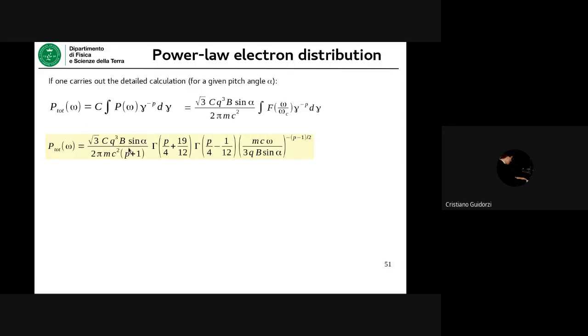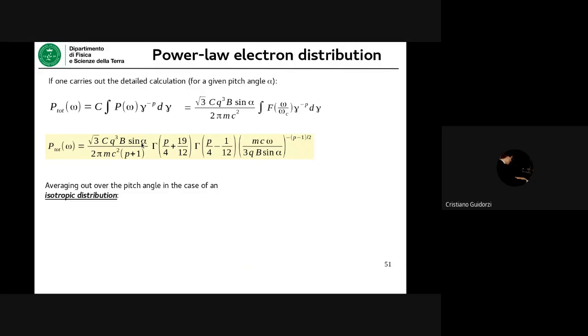This still depends on alpha, on the pitch angle. So this means that this formula applies for a population of electrons whose energy distribution is described by P, but all having the same pitch angle.